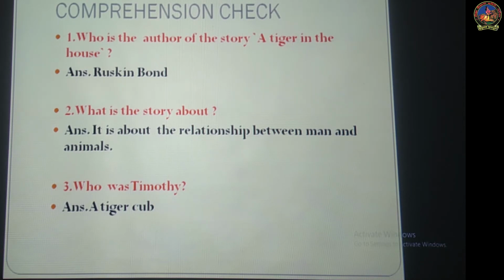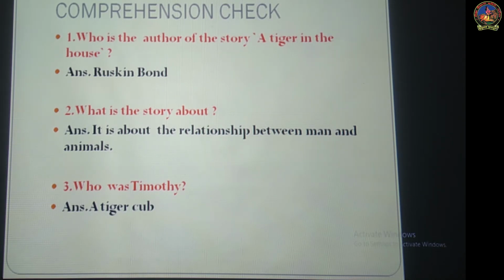The second question is, what is the story about? And the answer is, it is about the relationship between man and animals. The third question is, who was Timothy? Timothy was a tiger cub. Cub means a young tiger. Timothy was a tiger cub.